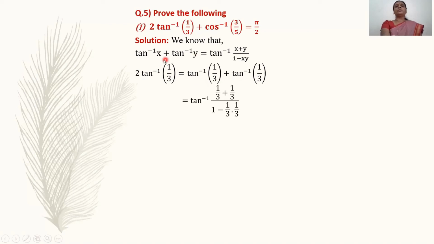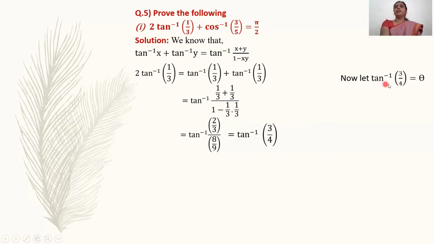Now I will apply this formula for tan inverse x plus tan inverse y. Here x and y are equal: the value of x is 1 upon 3 and y is also 1 upon 3. Using this formula, this will be tan inverse of 1 upon 3 plus 1 upon 3 divided by 1 minus 1 upon 3 into 1 upon 3. After simplification, this will be tan inverse of 2 by 3 divided by 8 by 9. Here the denominator is the same, therefore 1 plus 1 is 2 by 3, and here 9 minus 1 is 8 divided by 9. Okay. And after simplification, this will be equal to tan inverse 3 by 4.